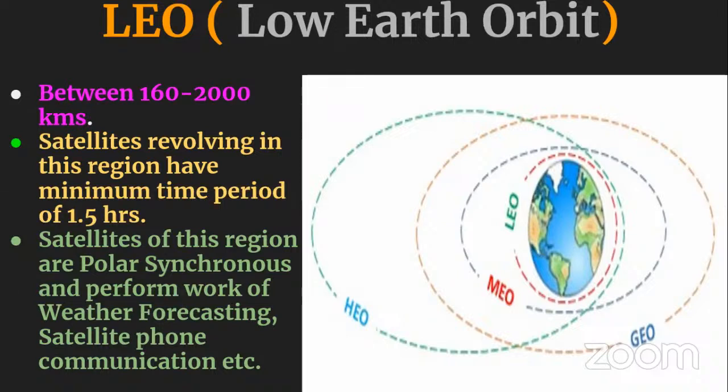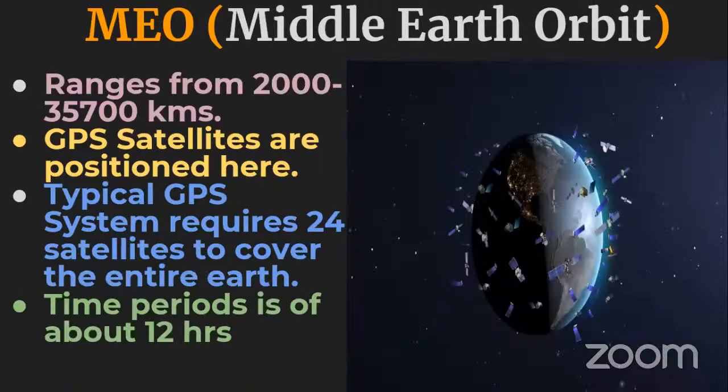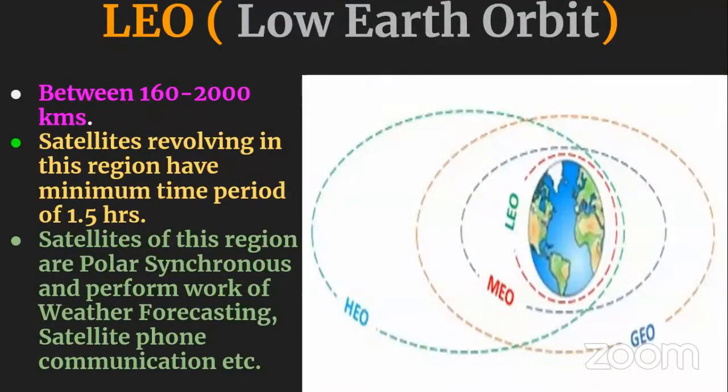Apart from that, I said oceanography is there. Then finding minerals in the lithosphere of any planet or on any moon, say. Those are also uses of polar synchronous satellites. Next is the MEO orbit. Before going to this, one more point I've written over here, which you can see: a satellite revolving in this region has a minimum time period of 1.5 hours.